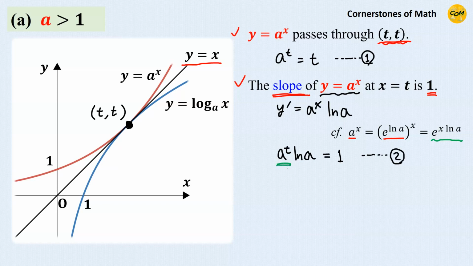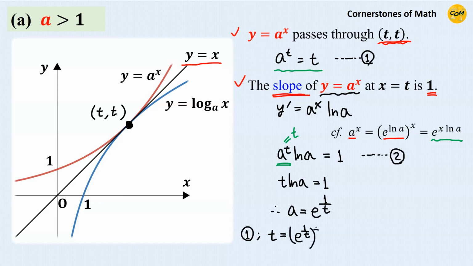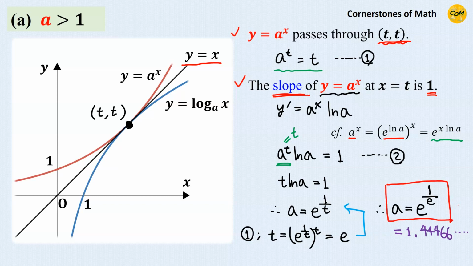Here we can straight up eliminate this somewhat complicated a to the power of t by directly using the first equation. So we have t ln a equals 1, and this gives a equals e to the power of 1 over t. Therefore, from the first equation, t is given as a to the power of t, so this to the power of t, which is e. And if we plug this t value into here, we have a as e to the power of 1 over e, which is indeed a value greater than 1. So we have solved the first problem.